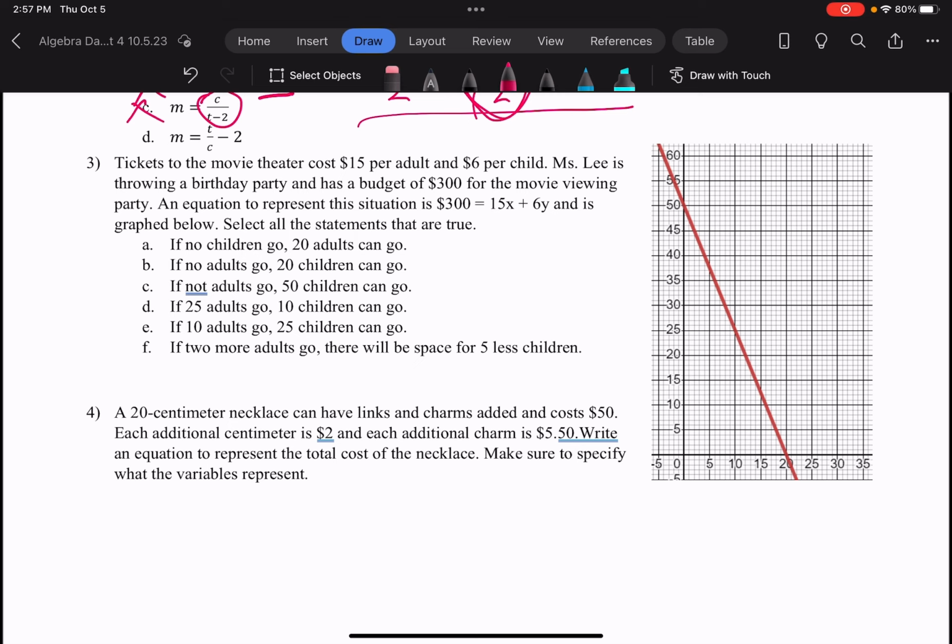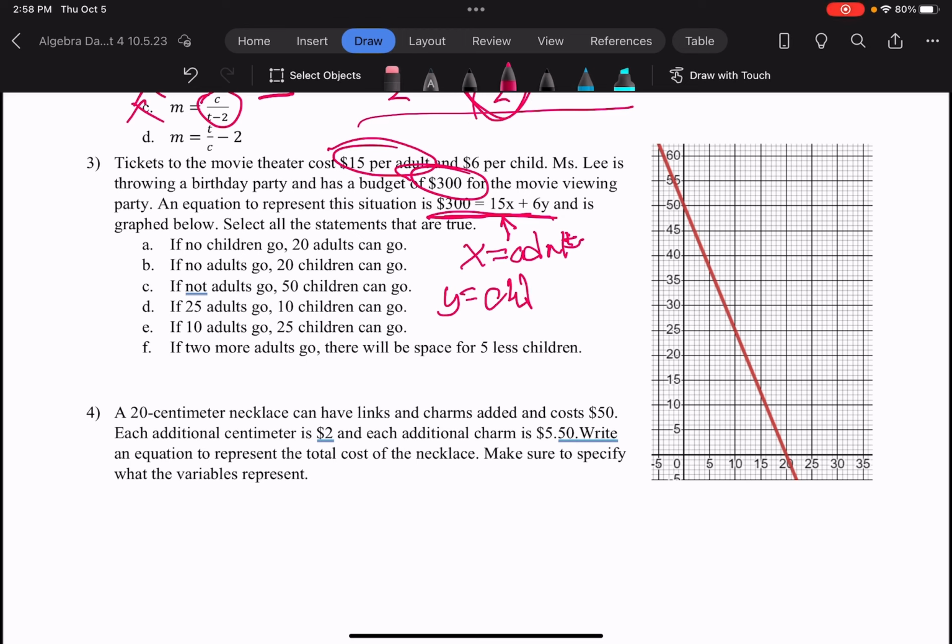Number 3. Tickets to the movie theater cost $15 per adult and $16 per child. Miss Lee is throwing a birthday party and has a budget of $300 for the movie viewing party. It gives us the equation, which is graphed below. Now notice here they've done 15x, and we know it's 15 per adult. So that means x equals adults, and y equals, not students, but kids, or children, right?